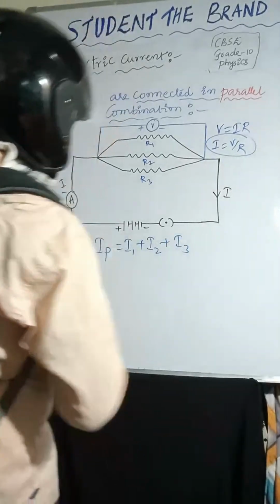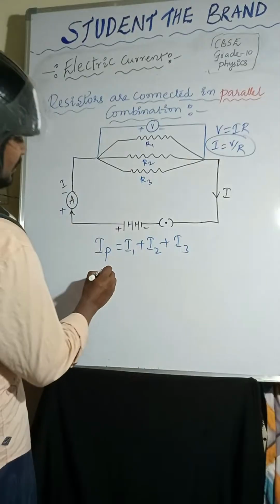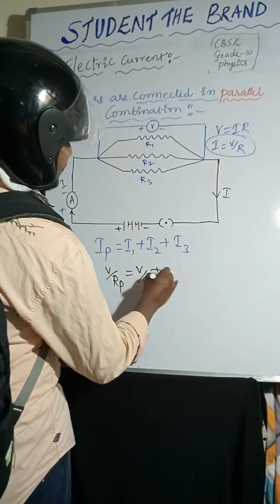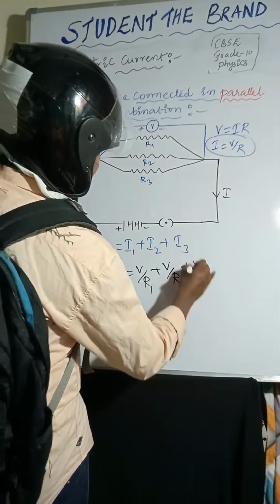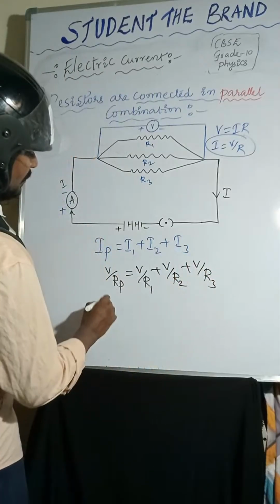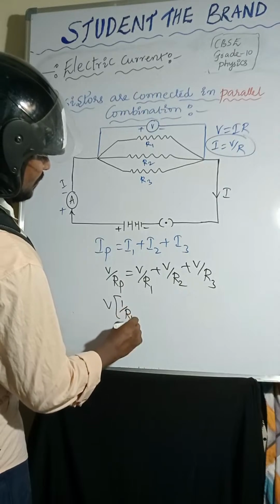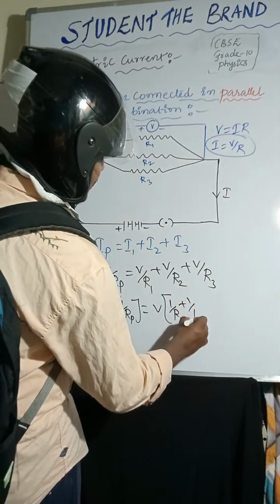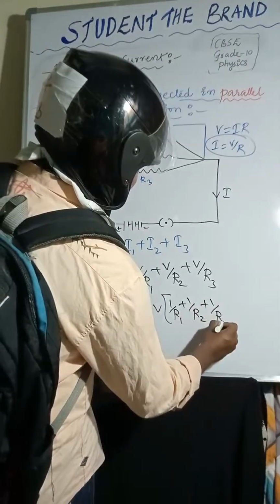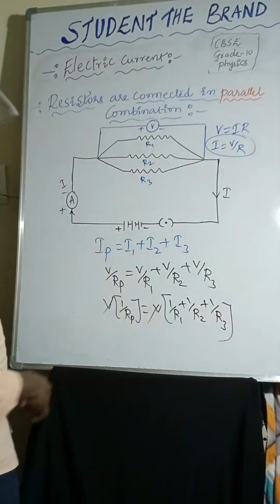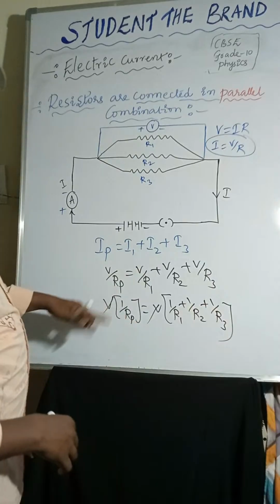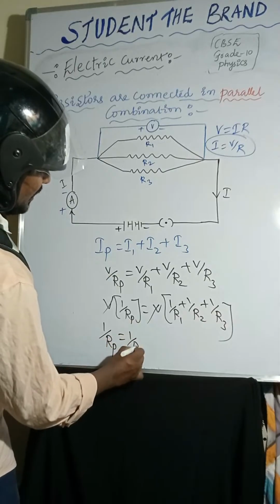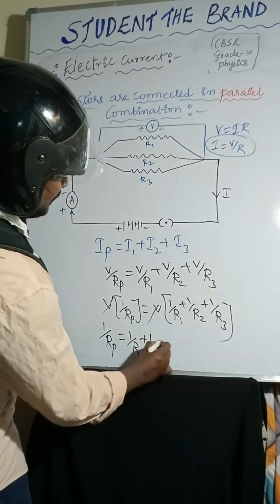That is nothing but we can write V by RP equal to V by R1 plus V by R2 plus V by R3. So we can take V common: 1 by RP equal to V times 1 by R1 plus 1 by R2 plus 1 by R3. So V gets cancelled. The main formula is 1 by RP equal to 1 by R1 plus 1 by R2 plus 1 by R3.